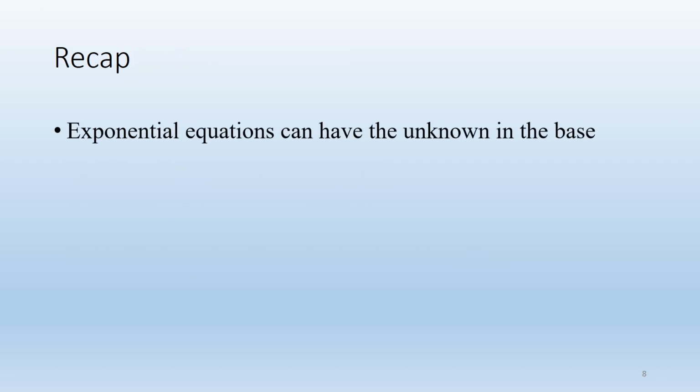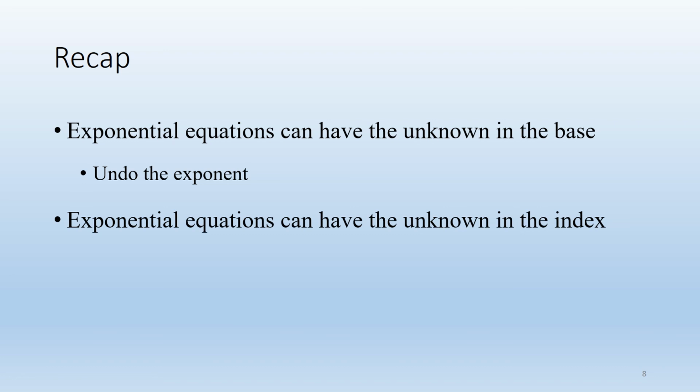So we've seen that exponential equations can have the unknown in the base, in which case we have to undo the exponent. The exponential equation can also have the unknown in the index, in which case we want to express both sides of the equation to the same base.